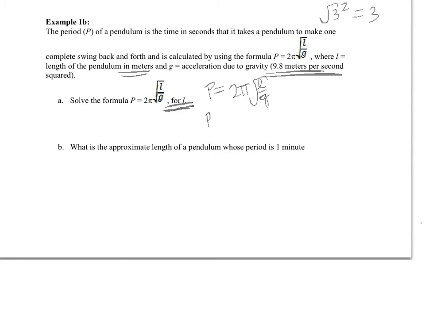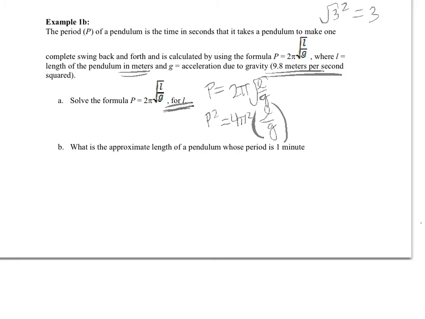So we'd have p squared equals 2 squared is 4, pi squared is pi squared. And we know the square root of L over G, we would just have L over G left. And that's how we get rid of that square root.